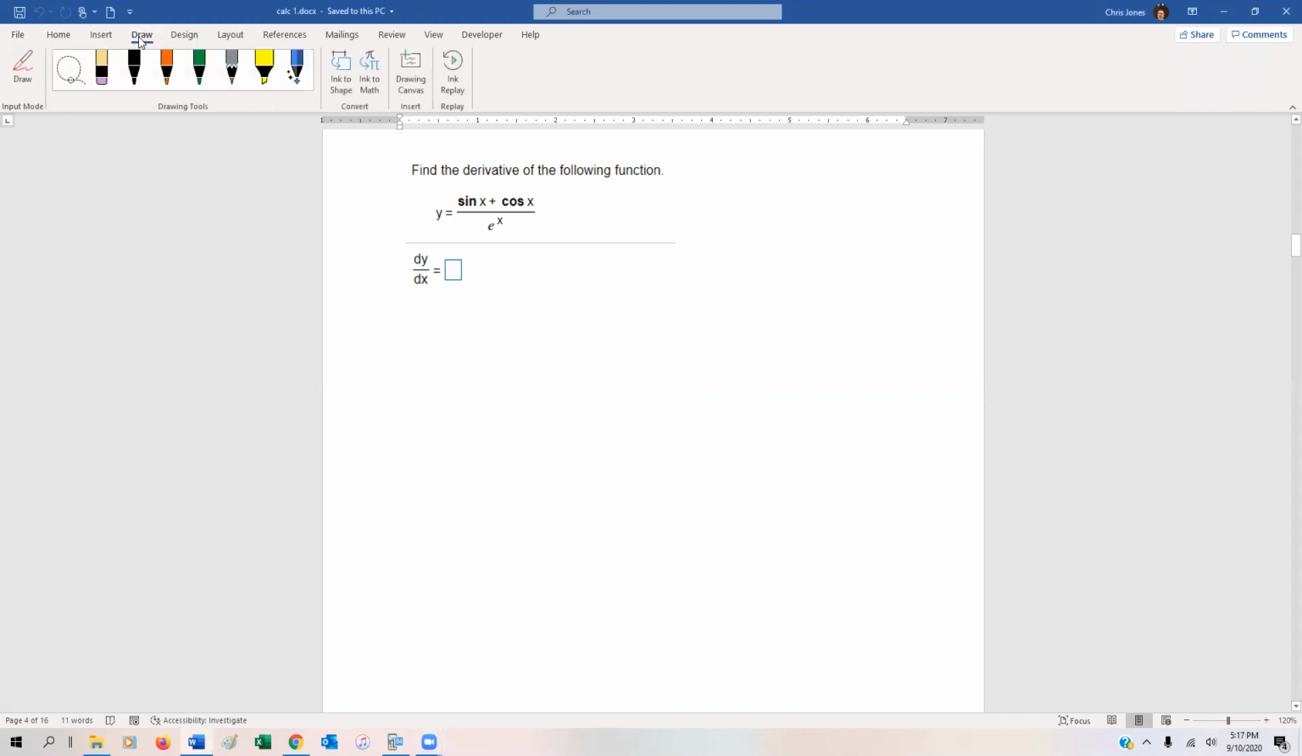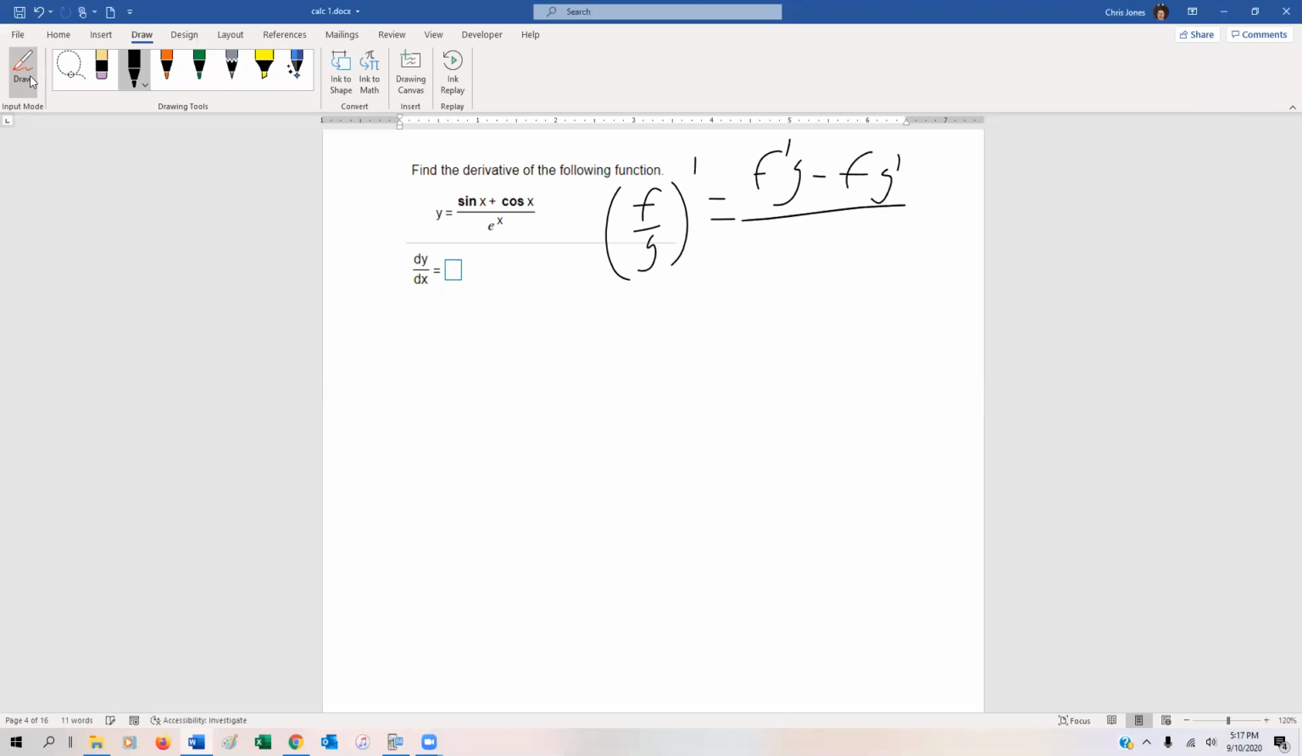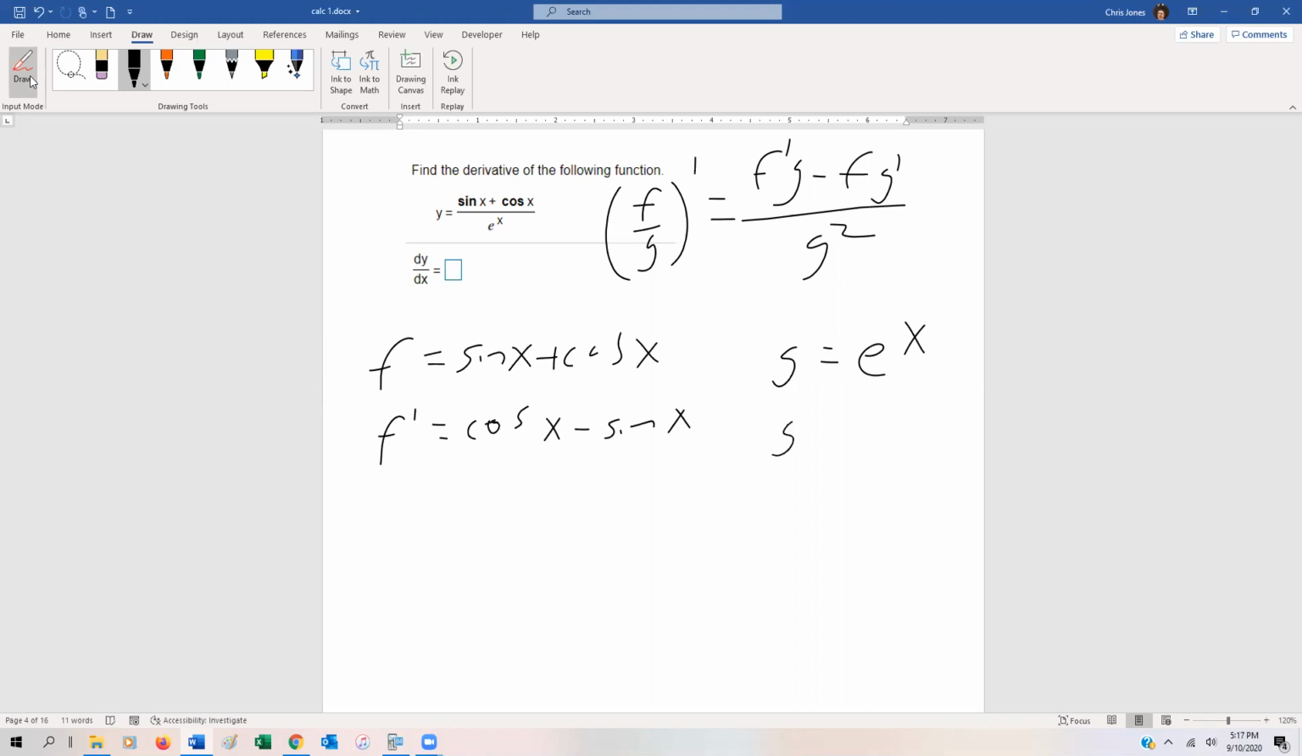You might remember the quotient rule says that we have (f over g) prime, and that's equal to f prime g minus f g prime, divided by g squared. F is generally defined as the numerator, so let's define f as sine x plus cos x, and let's define g as e to the x. F prime is easy enough to find: that's going to be cos x minus sine x. And g prime, even easier, is just going to be e to the x. Now we're just going to throw it into our formula to find our dy dx.